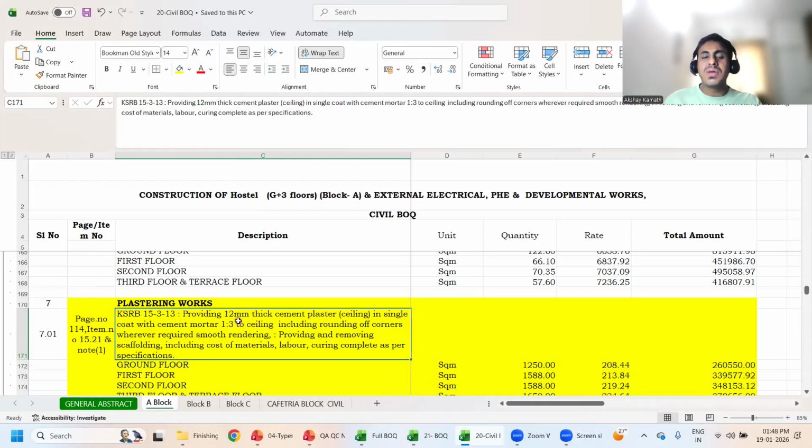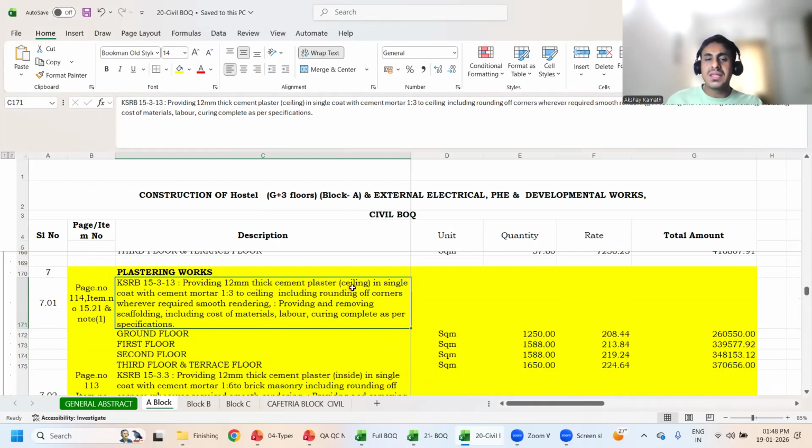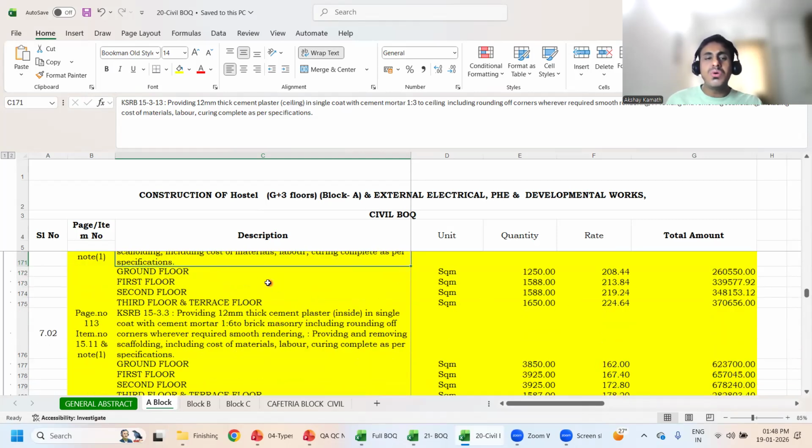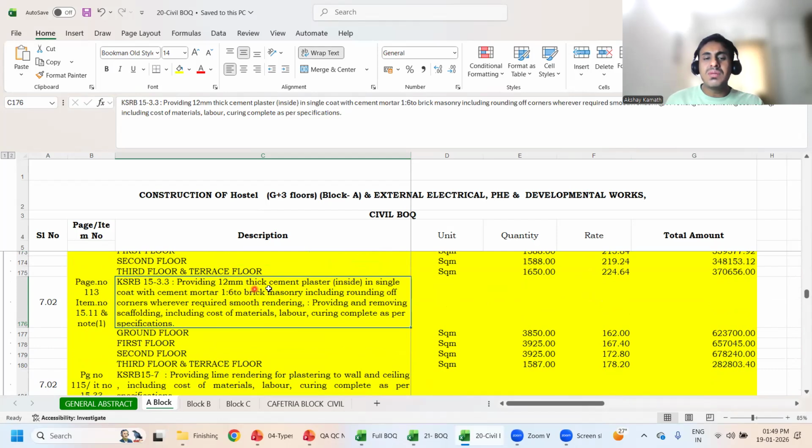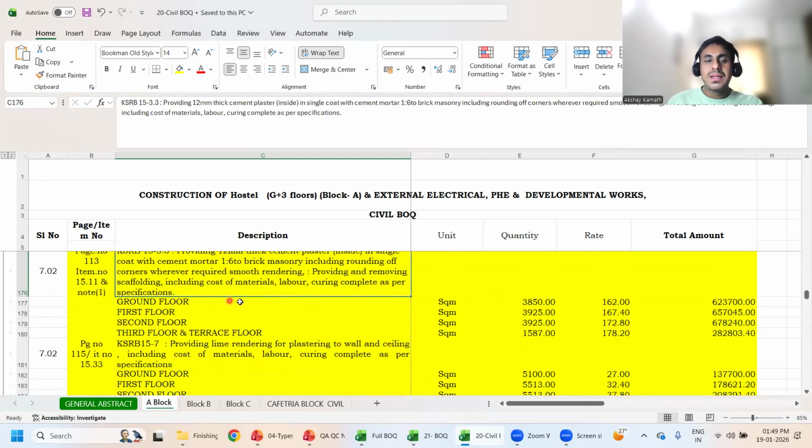Here again, it is a 12 mm thick cement plaster. Ceiling he has mentioned. That's fine. And then the ratio is 1:3. Okay, then the rate is given. Rate, usually ground floor will be less. As you go higher, they are going to increase the rate. Next, this is again 12 mm thick cement plaster. This is for inside wall. And the ratio is 1:6. Wherever you have this inside wall, there you will go with 1:6. That is in square meter, which you know.